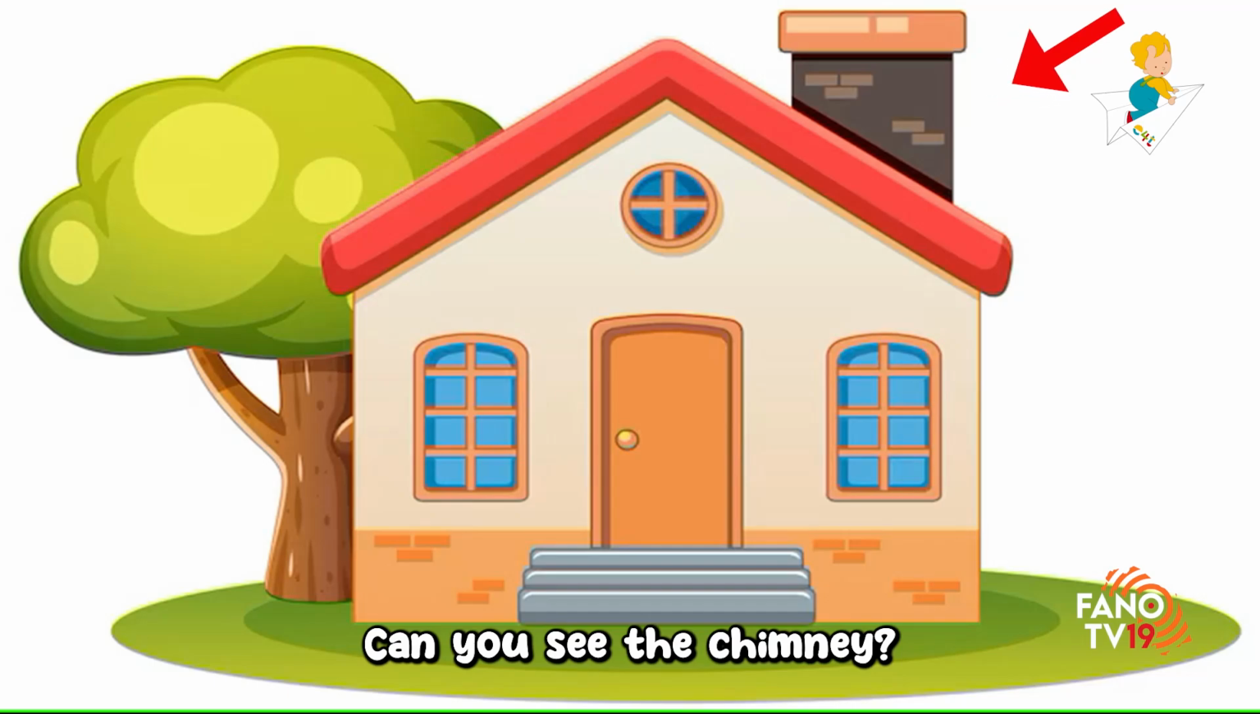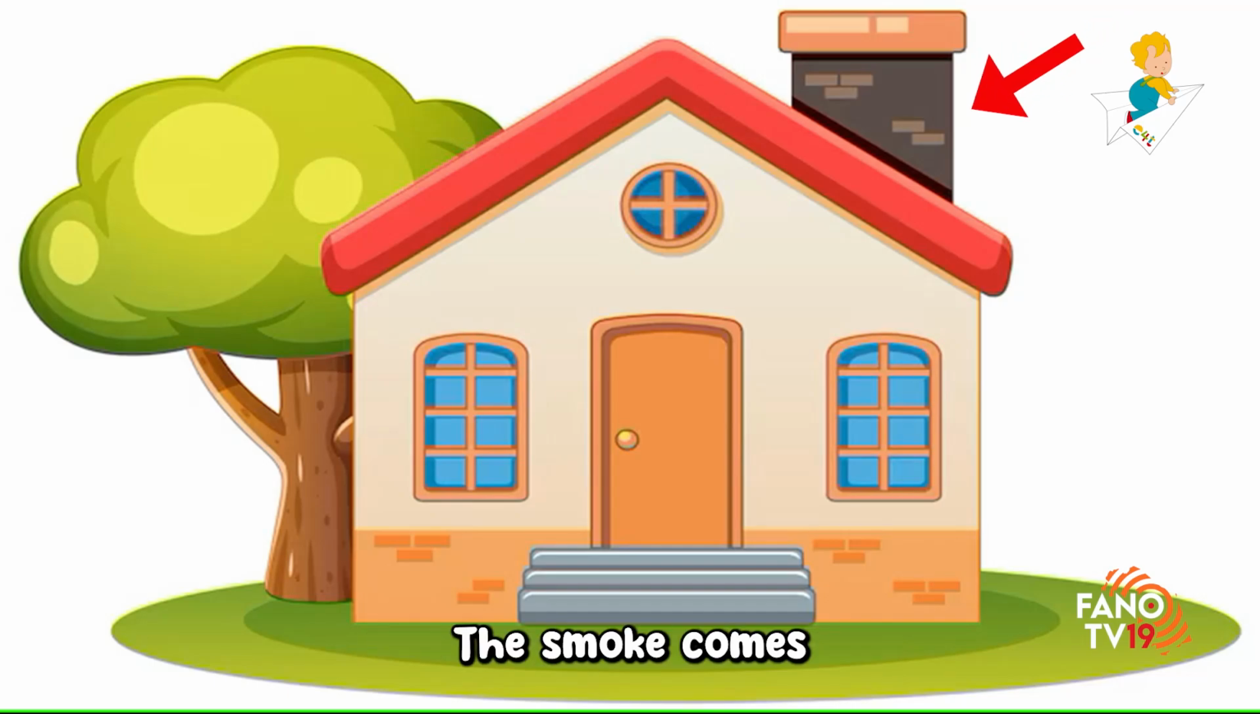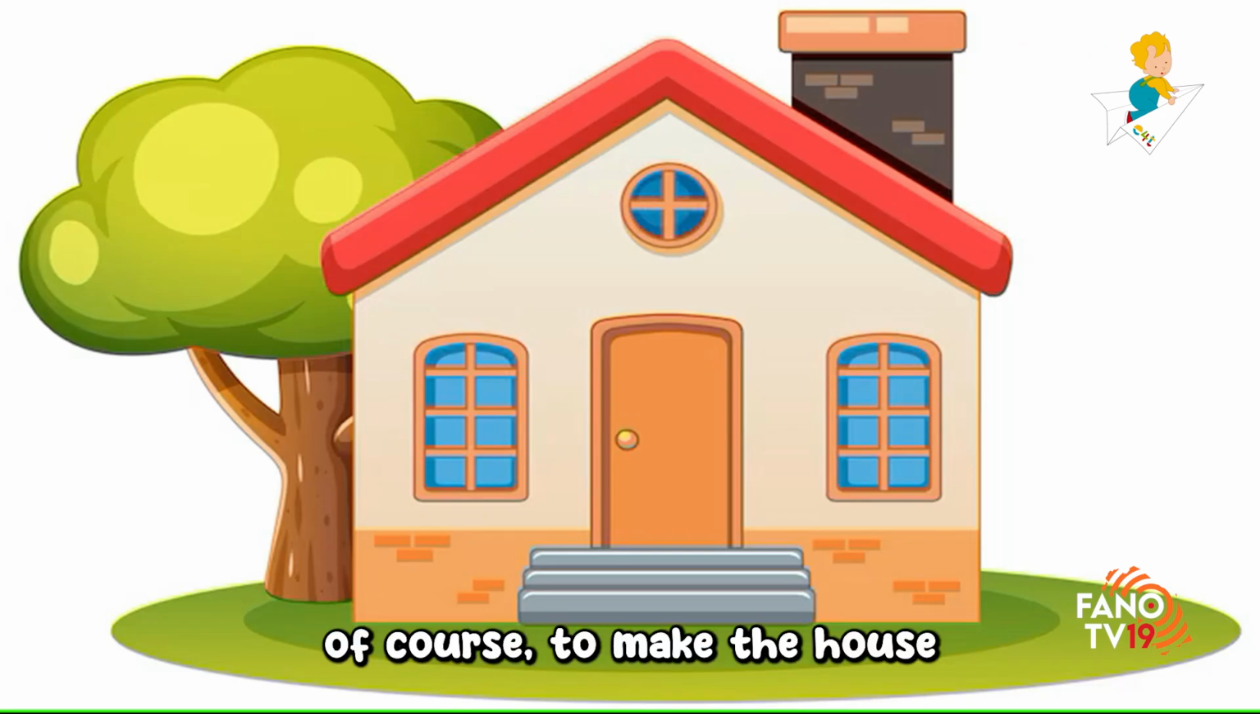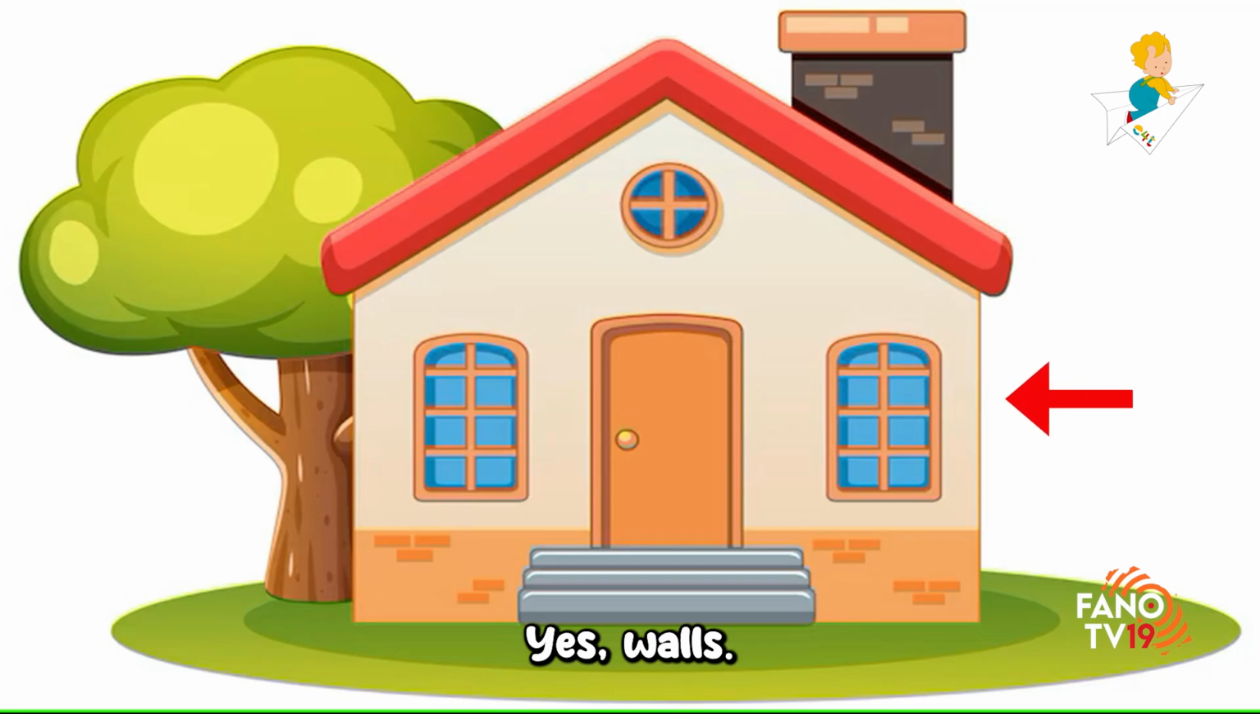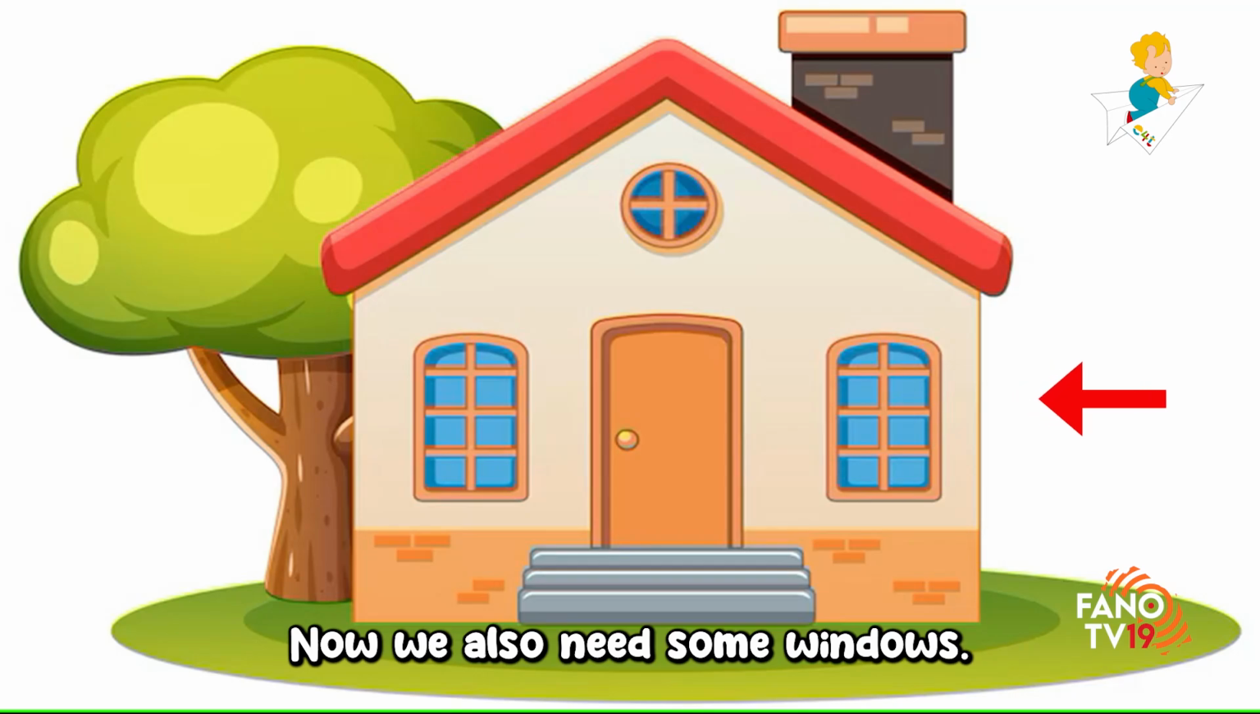Can you see the chimney? The smoke comes out of the chimney. Yes. Then, of course, to make the house sturdy and strong, we need some walls. Yes, walls. Very good. Now, we also need some windows.